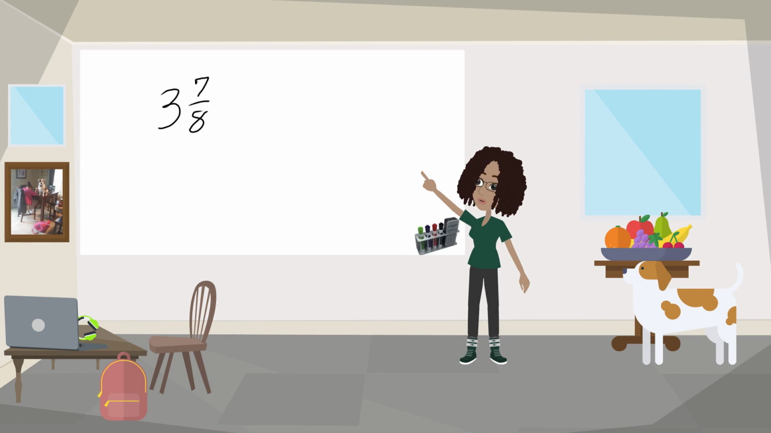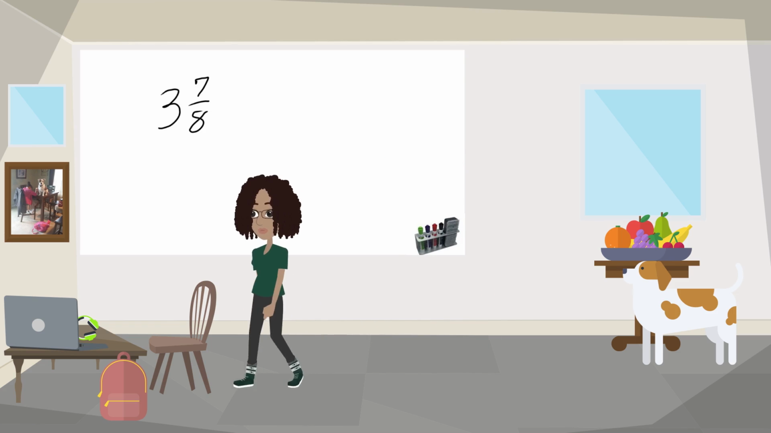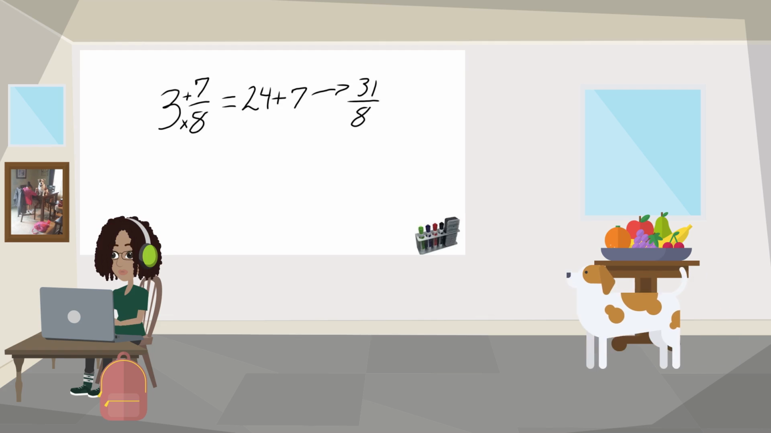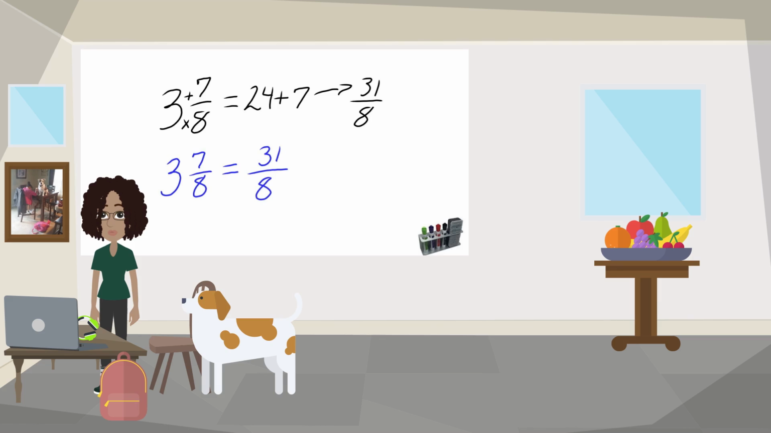Let's convert 3 7/8 to an improper fraction. First, multiply 8 by 3, then add 7. This calculation will give you your numerator for your equivalent fraction. Remember, the denominator is the same for your equivalent fraction. Pause this video if you need more time to convert 3 7/8 to an improper fraction. Three 7/8 is equal to 31/8.